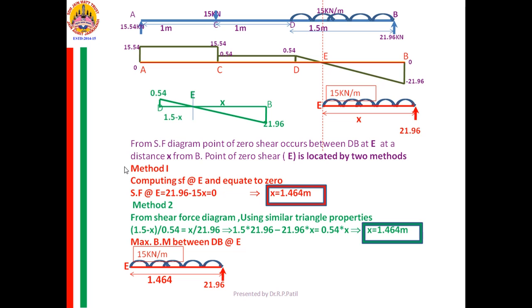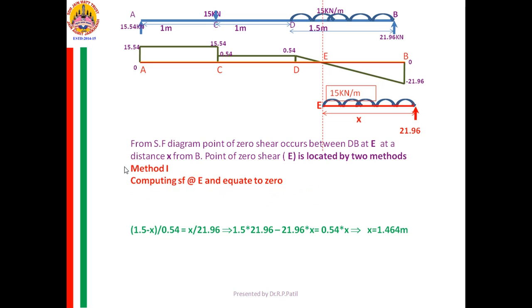Therefore, if you calculate the bending moment, it is 21.96 into 1.464 minus 15 into 1.464 into 1.464 by 2. If you calculate it, it is just higher than 16.06. Yes, 16.07. Now you go back to the bending moment diagram.